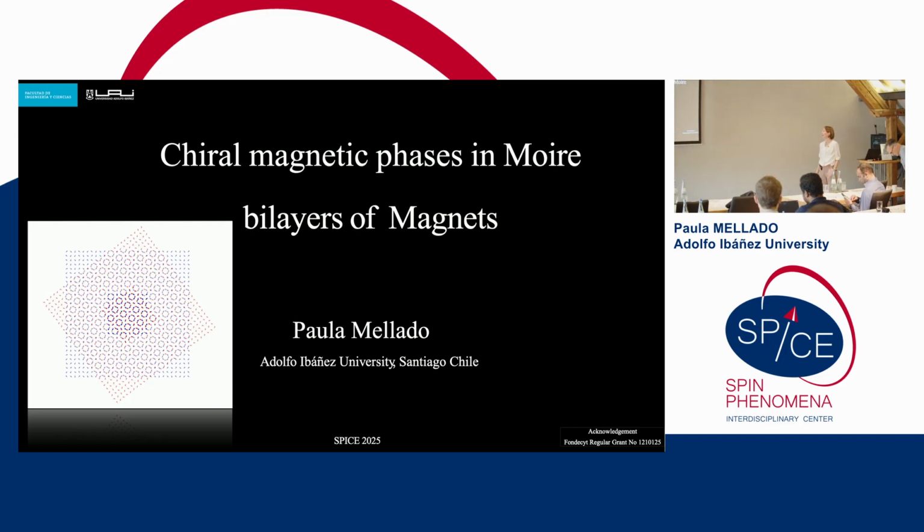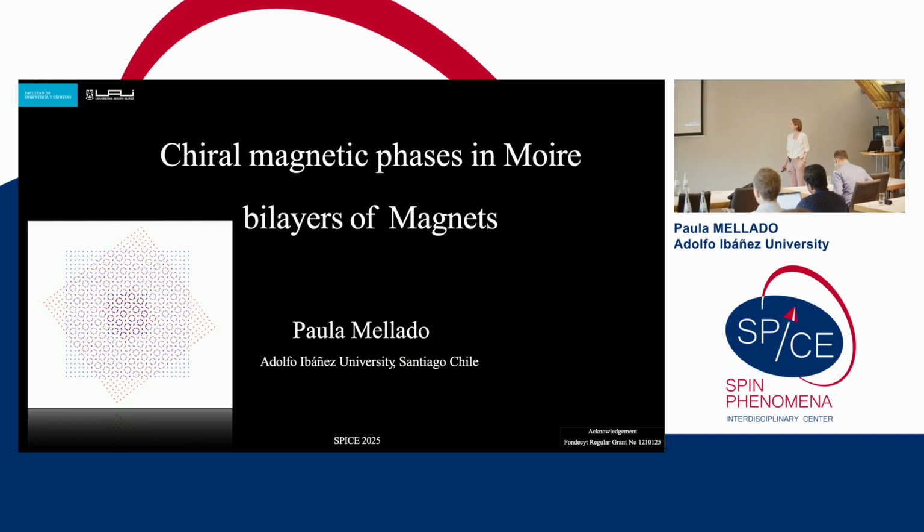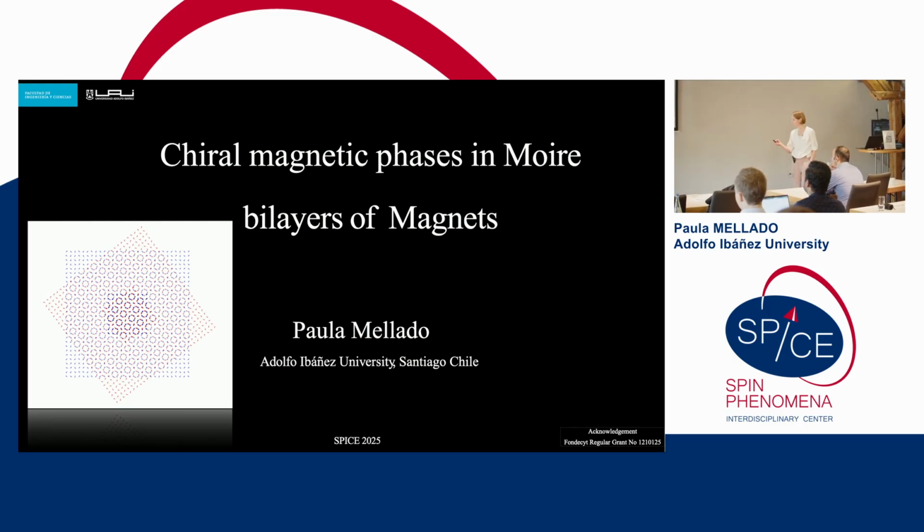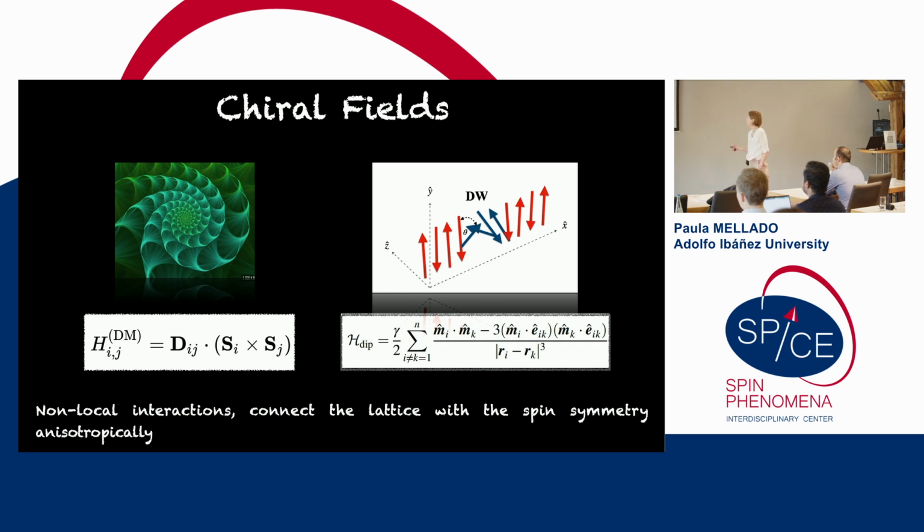I'm very happy. And today I will tell you about a simple problem that we finished past year in an effort to understand what happens with twisted bilayer of magnets in the context of this twisted bilayer graphene, etc. So what's the purpose of the work is to try to find sources of chiral fields, intrinsic chiral fields in systems.